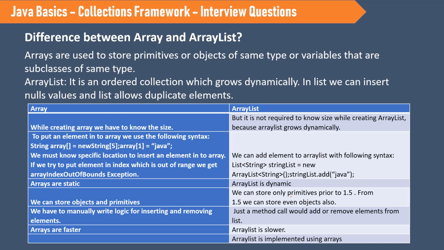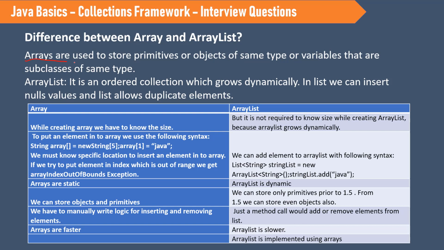What is the difference between an array and array list? The main difference between an array and array list is that an array is a fixed size. That means if we instantiate an array with length 3, we can add only 3 elements into the array. But with array list, we don't need to mention the size. We don't need to specify the size. We can dynamically add elements into an array list or remove elements from an array list.